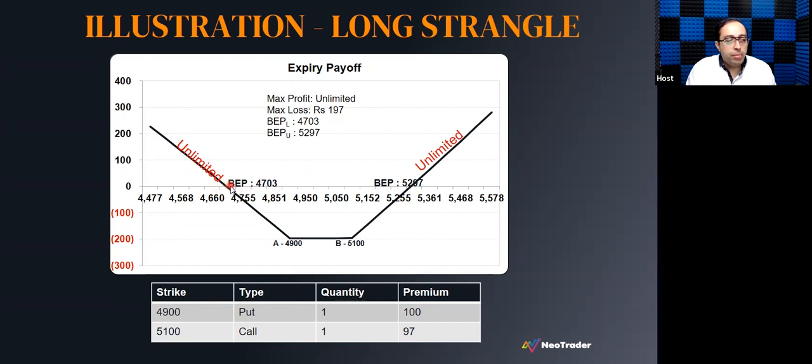Now, your profit potential enhances as it starts going up, if it goes on the downside or if it goes on the upside. So if it goes above 5287 or if it goes below 5703, you will be able to take advantage of this move. And what have you done? You have logged in your outflow.